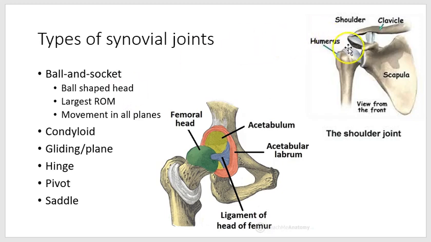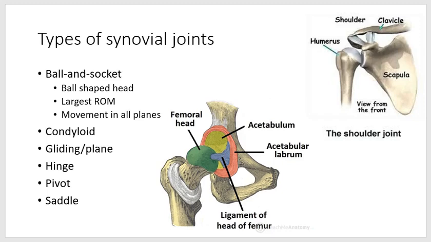Think about all the different ways you can move your shoulder. Up, down, forward, back. You can do circles with it. You can rotate with it. You can do those same movements with the hip, but it's a little bit less because this acetabulum and how deep this head sits within it kind of restricts some of that motion. So of all of our joints, your shoulder joint gives you the largest range of motion.